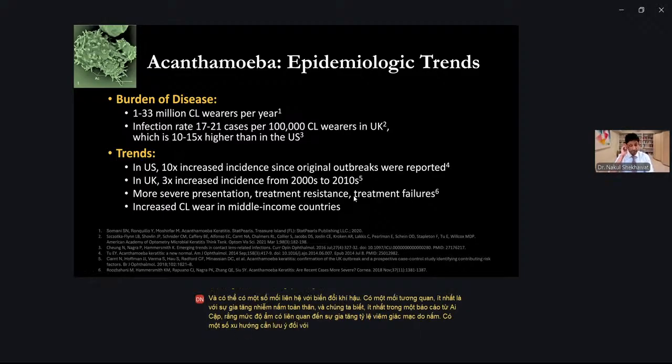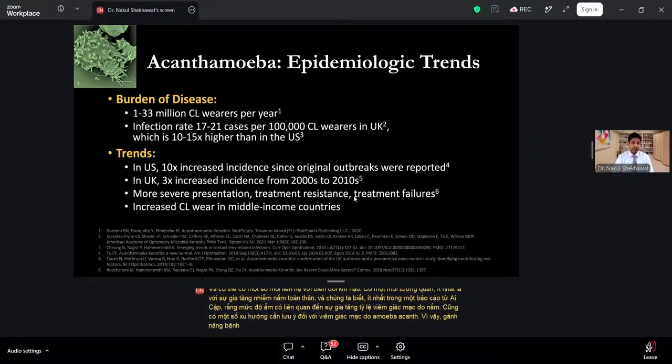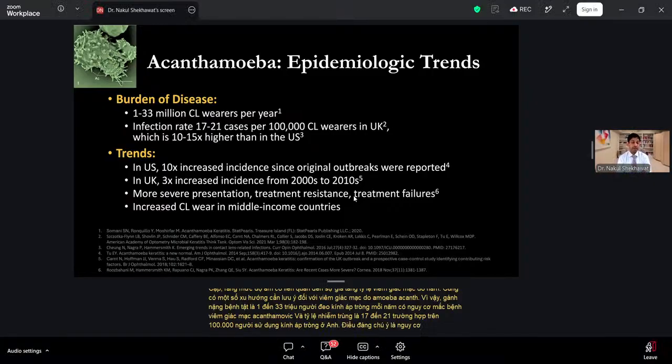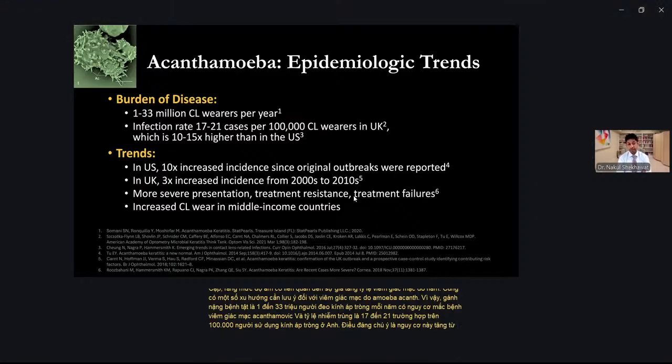So the burden of the disease is 1 to 33 million contact lens wearers per year are at risk potentially of getting acanthamoeba keratitis. And the infection rate is 17 to 21 cases per 100,000 contact lens wearers in the UK. And what's notable is that this risk is 10 to 15 times higher in the UK than it is in the US. The trends are that in the US, there's a tenfold increase in incidence since the original outbreaks were reported.